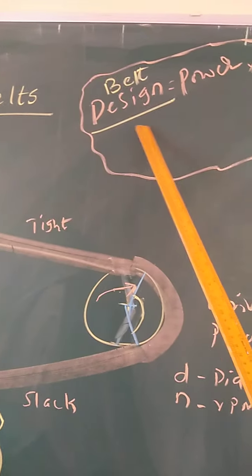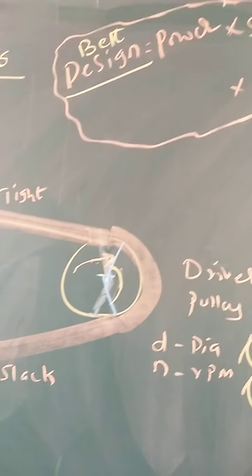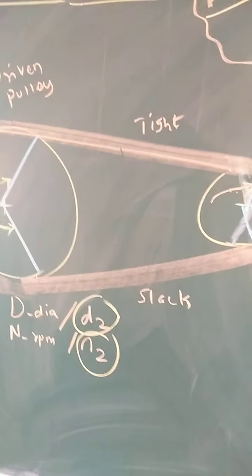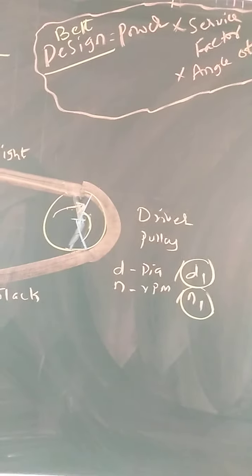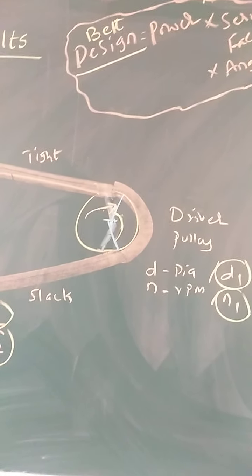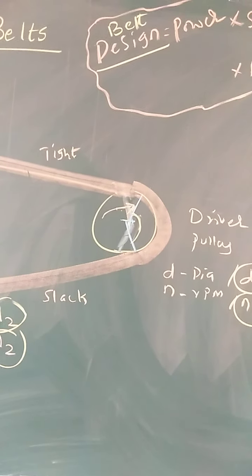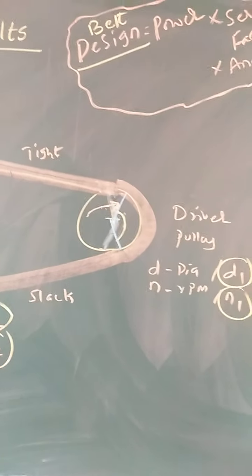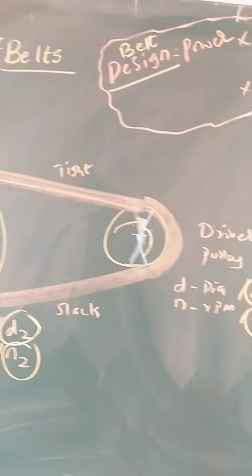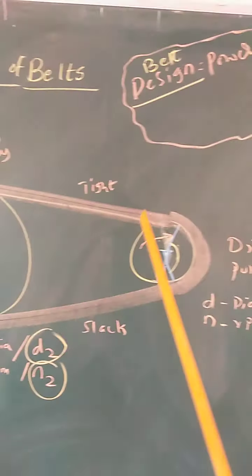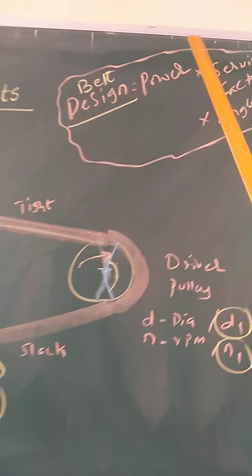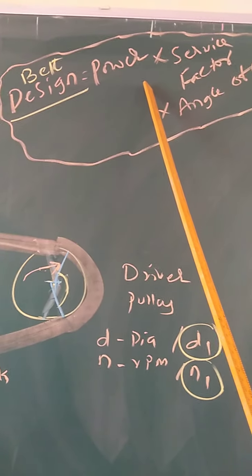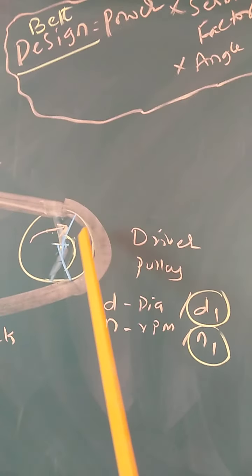What exactly is the design of a belt? What are you going to design? If somebody tells you, I want to choose a flat belt for transmitting a power of 50 kilowatts, then how do you select? How do you design? You cannot select a material randomly, because that material should be capable of transmitting 50 kilowatts of power from this portion to this portion without much loss. So how are you going to select? Based on the power transmission capacity and the angle of contact.